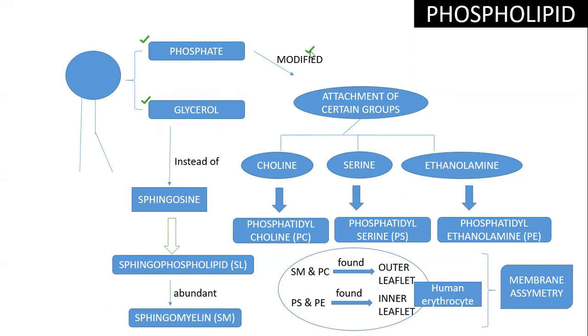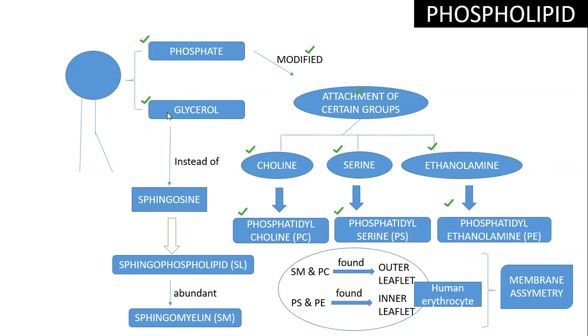Now this phosphate group is modified by attachment of certain groups. For example, if a group called choline is attached to the phosphate group, then that phospholipid becomes phosphatidylcholine. If serine is attached, it becomes phosphatidylserine. If ethanolamine gets attached, it becomes phosphatidylethanolamine. So by addition of these groups, the phospholipid becomes diverse in structure.